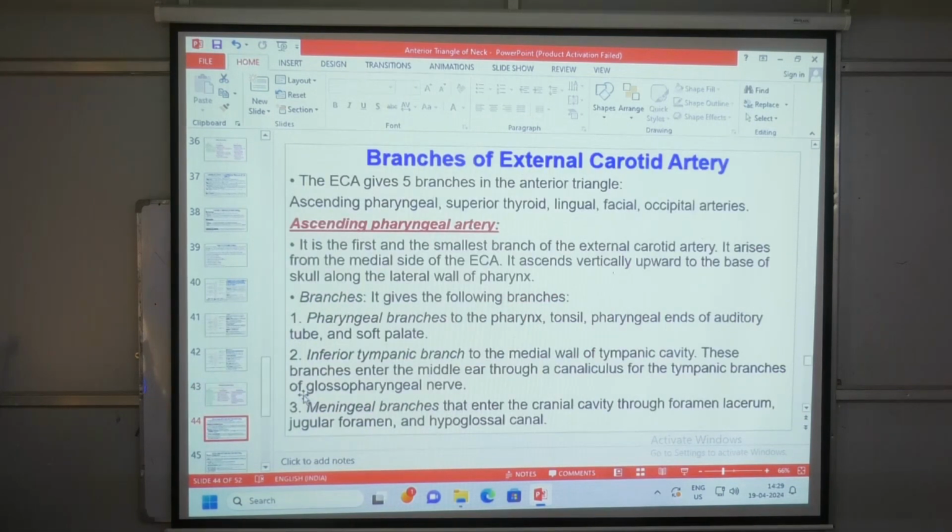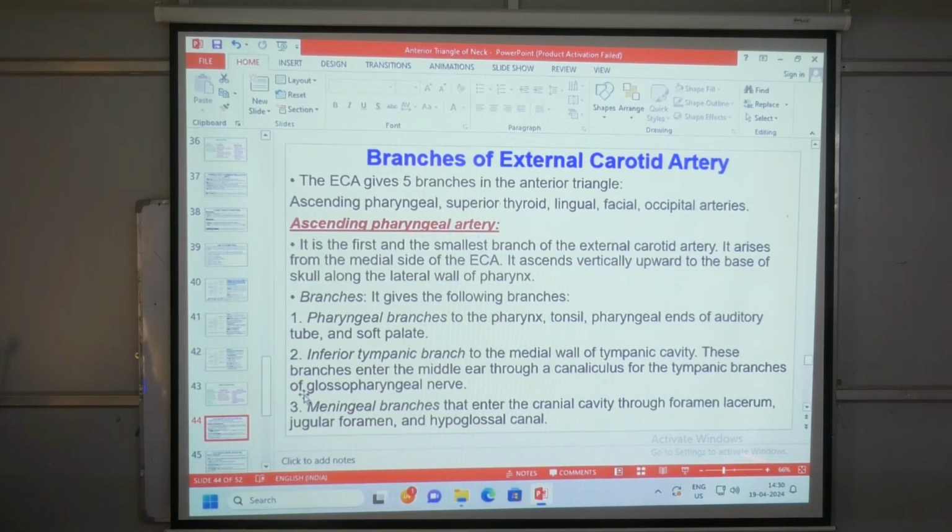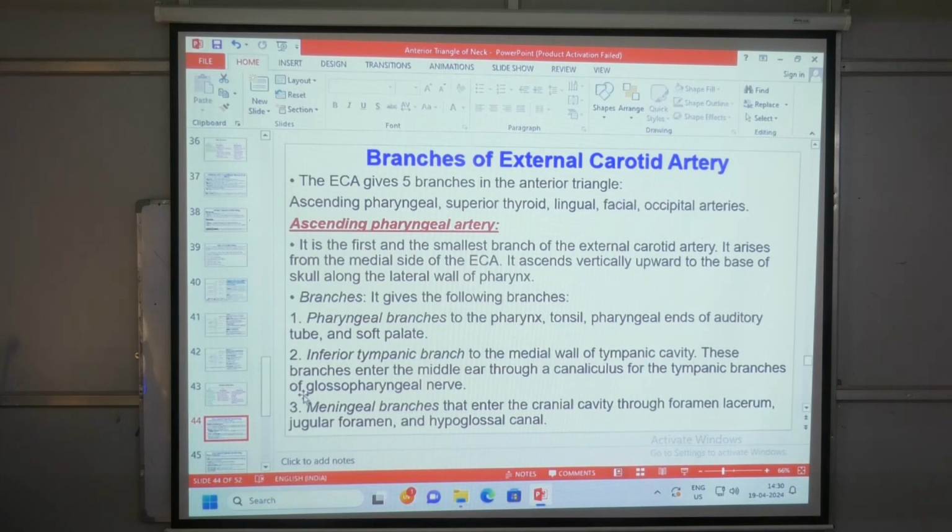Okay. Now we will discuss the individual branches, their course and the supply. So external carotid artery gives 5 branches in the anterior triangle. So we will discuss mainly these 5 branches in details now in the anterior triangle: ascending pharyngeal, superior thyroid, lingual, facial, and occipital. So first is ascending pharyngeal.